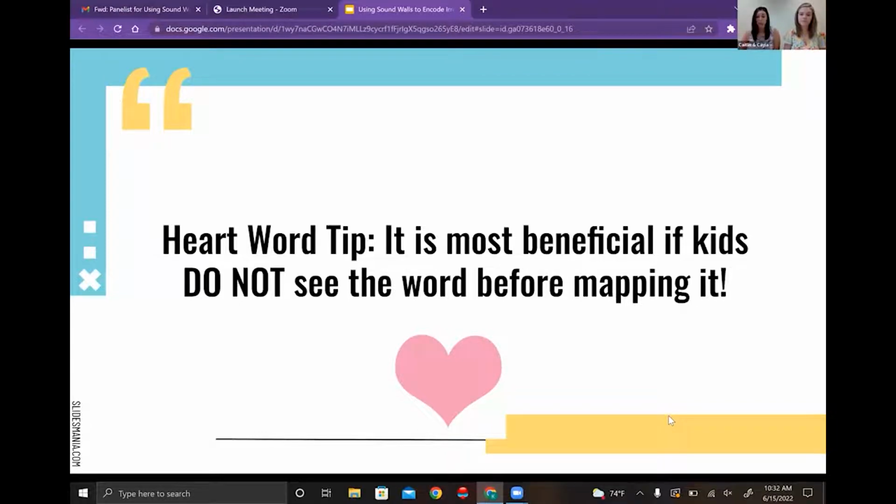So we want them to hear the word. We want them to articulate it. We want them to feel it in their mouths. We want them to segment the sounds. So can they tap the sounds out? And then we want them to connect the sounds to the letter and write it with the word. So again, we're trying to get away from just the flashcards, just memorizing it, already seeing it. We want them to map the word out on their own.